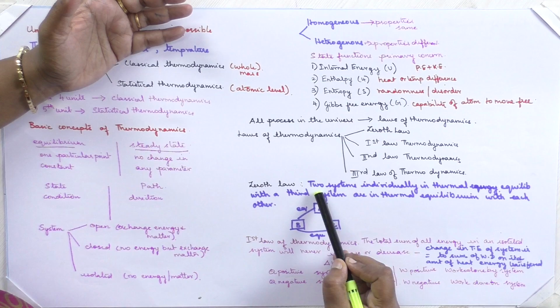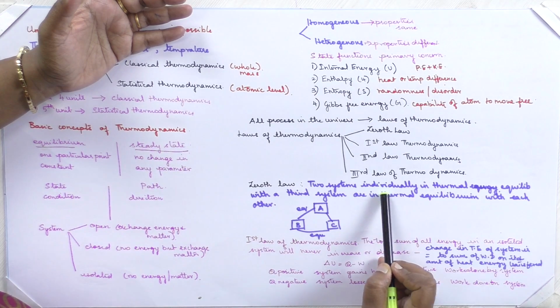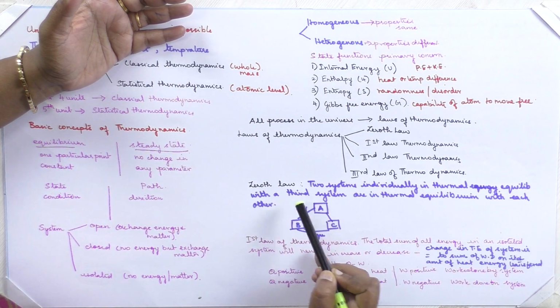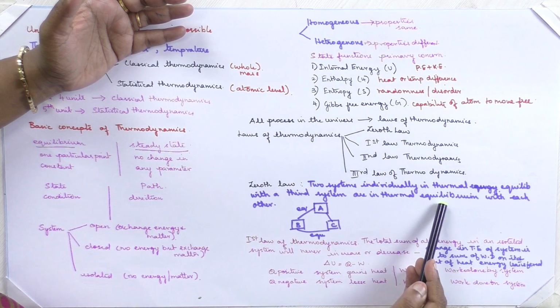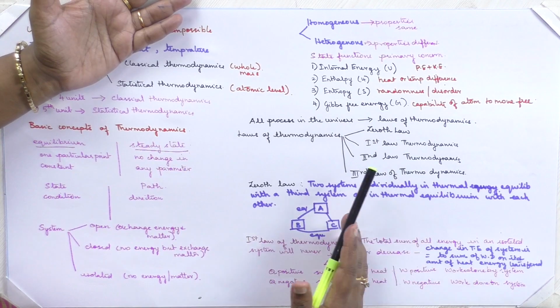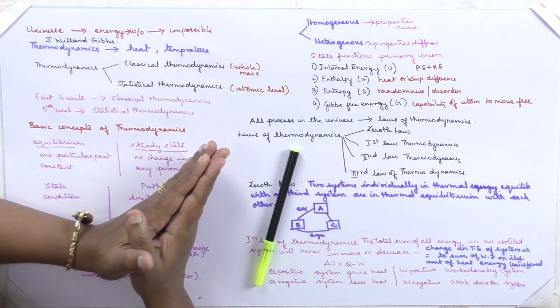Okay students, so now we will be seeing the zeroth law of thermodynamics. What does the zeroth law of thermodynamics say? Two systems individually in thermal equilibrium with a third system are in thermal equilibrium with each other. So what does this statement mean?